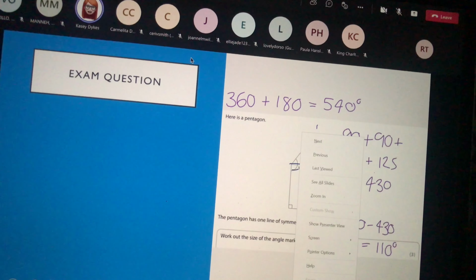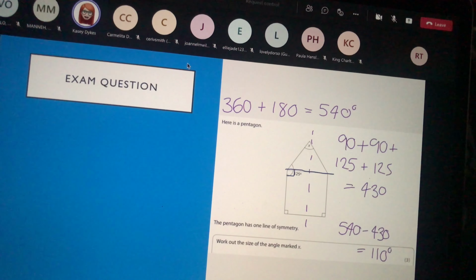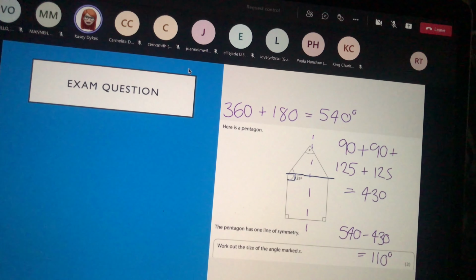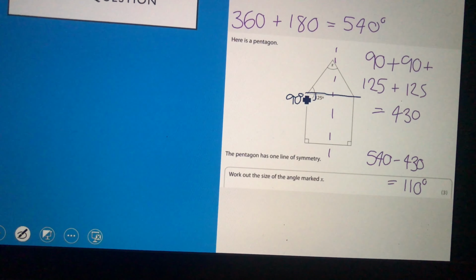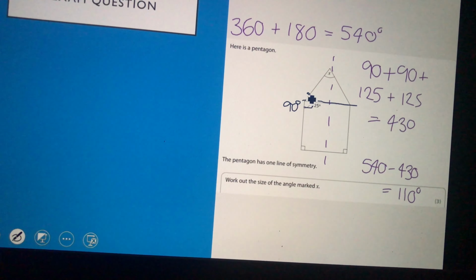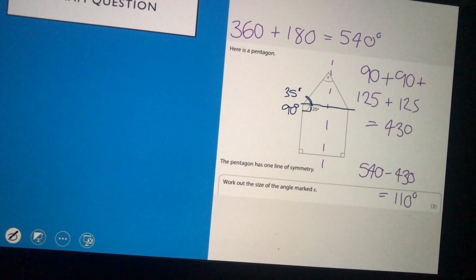What is the value going to be of the bottom part of that angle? 90. It's 90, yeah, because it's in our square, so it must be a right angle. So that bottom bit is 90. So what is the amount of the bit in the triangle? 35. 35, good.